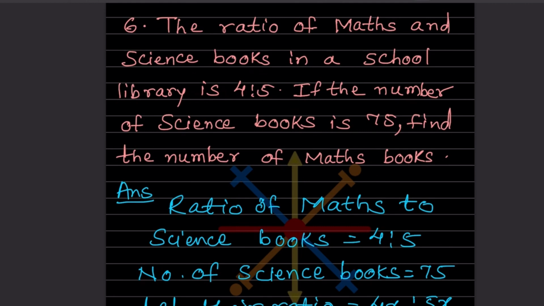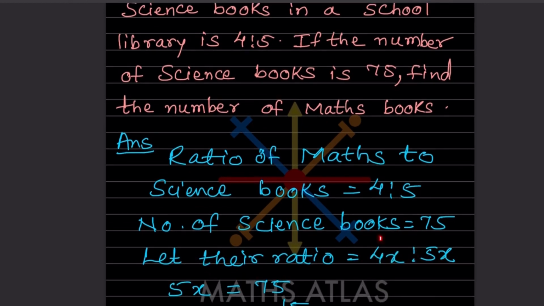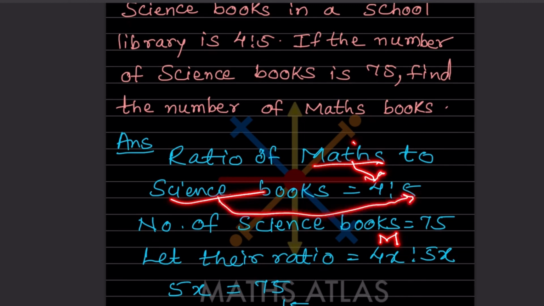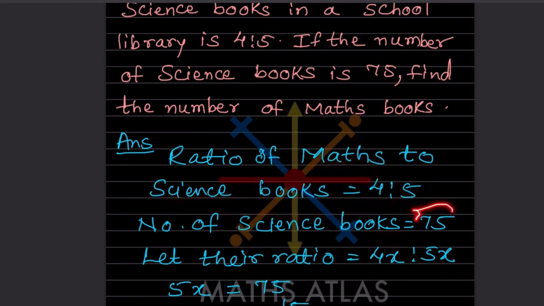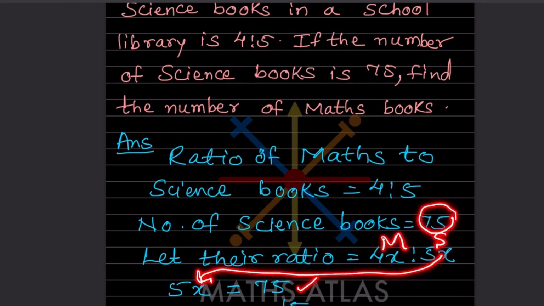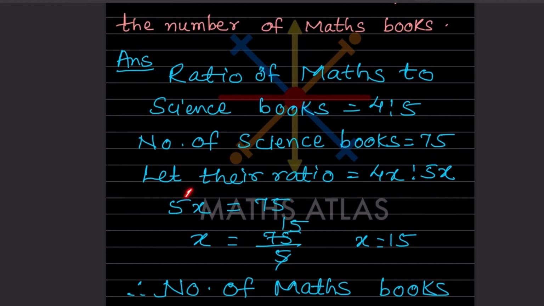So what will this ratio be now? When we want to solve, let us put one variable over here. Instead of just 4:5, we can put 4x to 5x. Now this is maths, isn't it? When we say the ratio of maths to science, the first number is for maths and the second number is for science. We know the number of science books is 75. So this 5x we are going to put over here. So 5x is 75.